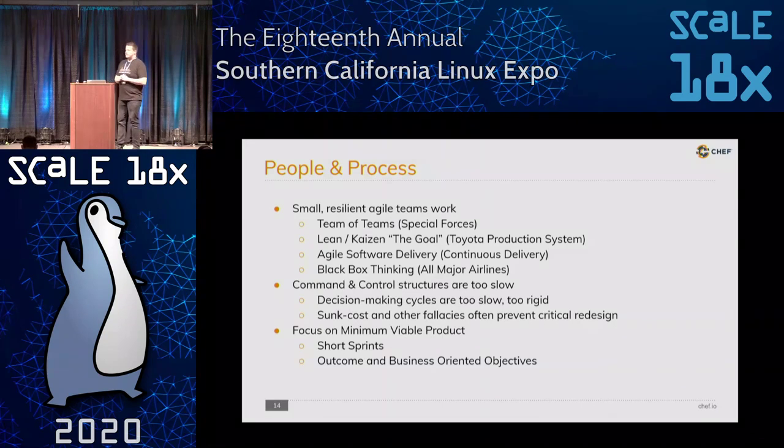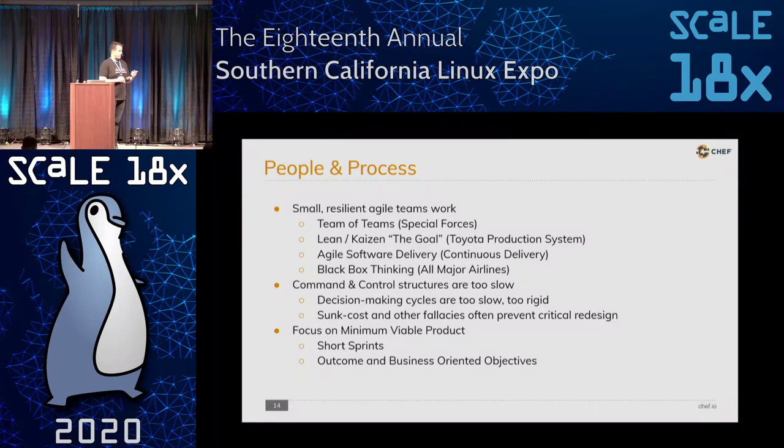And the last kind of real piece to talk through here is people and process. Small, resilient, agile teams work. One of the things that's been super fascinating to me as I've gone through this space is that the pieces we're building on top of Agile and Lean are really born out of the same processes and the same beliefs that the Toyota Production System espouses, and they apply to basically every single field. So the first example I have there is called Team of Teams.